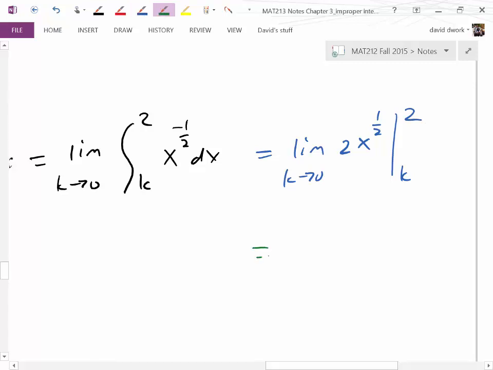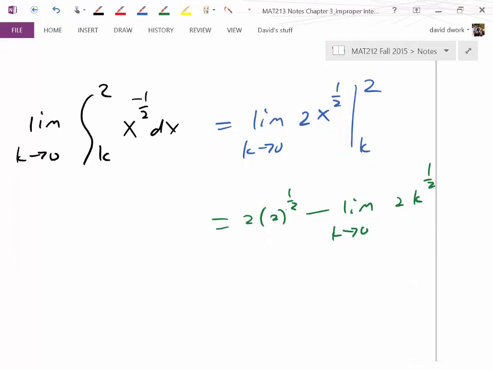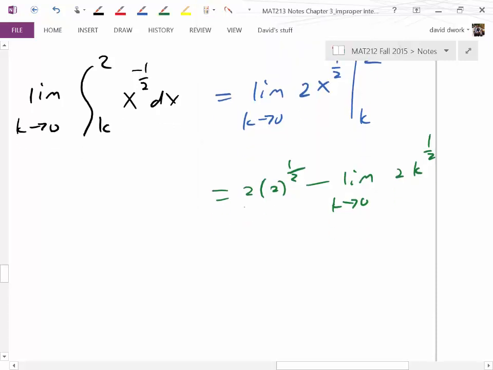So now let's go ahead and substitute in our values. This is 2 times 2 to the 1/2 minus the limit as k approaches 0 of 2 times k to the 1/2. And what you'll notice is this is working out really quite nicely. We've got 2 to the 1/2 times 2, if you wanted to think of this as 2 to the first, it would be multiplying, so you add your exponents, which will give me 2 to the 3/2 minus 2 times 0 to the 1/2.